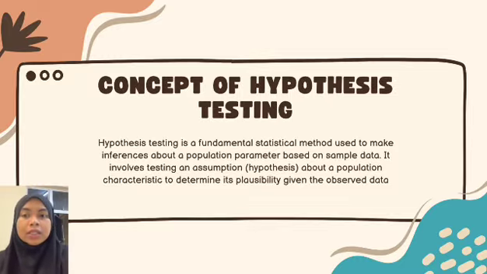And second is the alternative hypothesis. This suggests there is an effect or a difference. It is what researchers aim to support. For example, students who study with music score differently than those who don't.